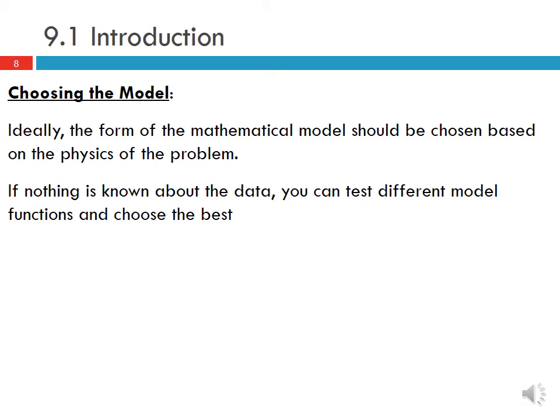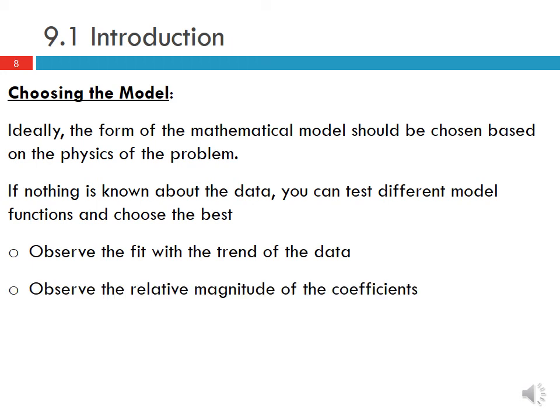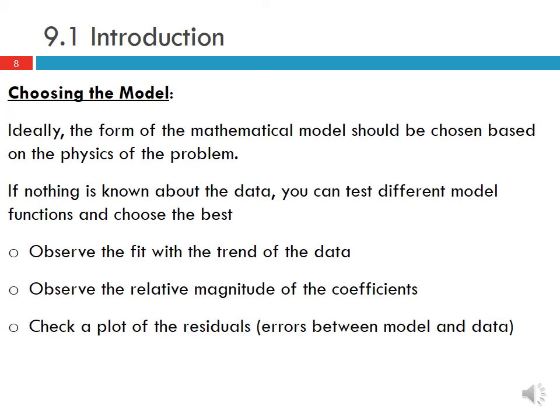Some things that you can look for when you're testing different model functions are observing the fit with the trend of the data and observing the relative magnitude of the coefficients. For example, if you're adding a bunch of terms and you notice one coefficient has a much lower magnitude than the others, then perhaps you could try the model without that coefficient to see if it makes much of a difference. And you can check a plot of the residuals, which is the errors between the model and the data, to see if there are any anomalies or any areas with very large errors that may tell you that your model is not appropriate.